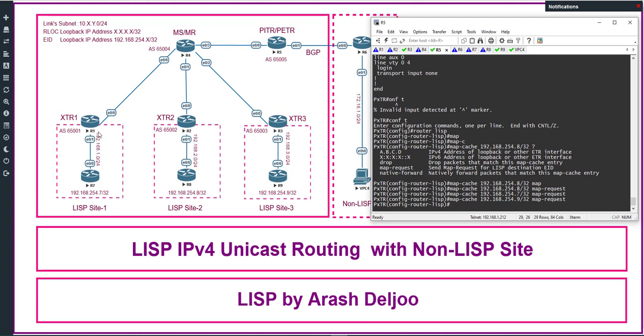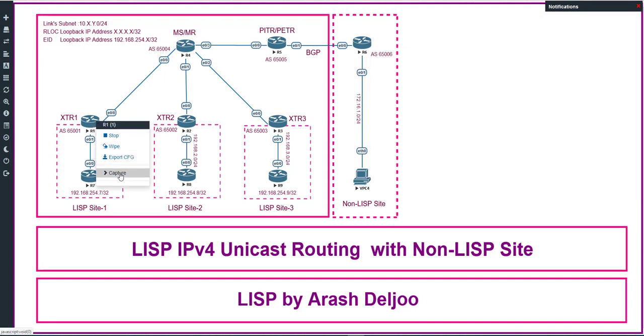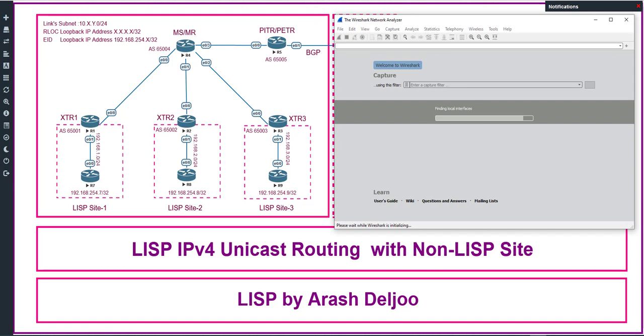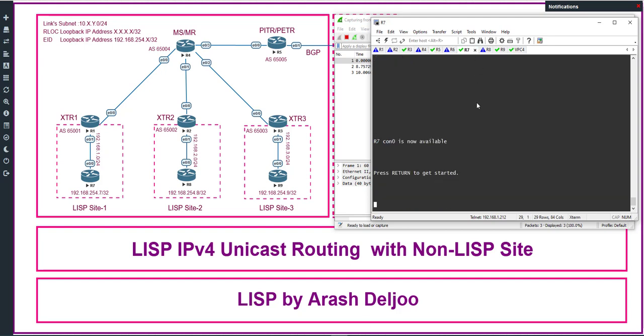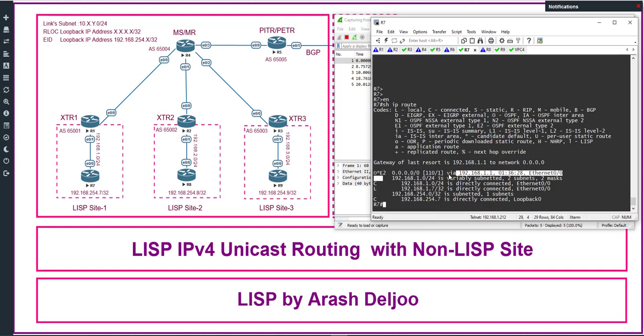Now we can check the connectivity from, for example, router 7. If you want, we can capture the eth0/0 of router 1. This is the capture of the eth0/0 of router 1. After that, from router 7, we can check the connectivity. This is router 7, okay? In router 7, in show ip route, you can see that we have one default route.